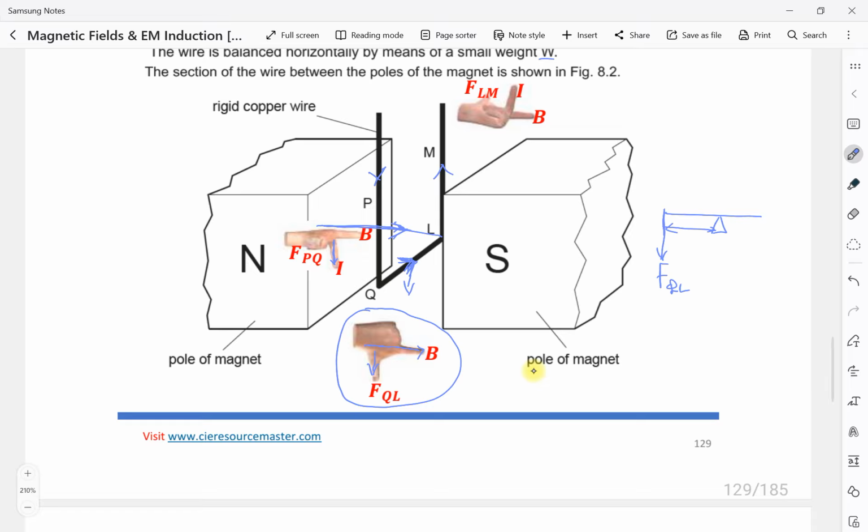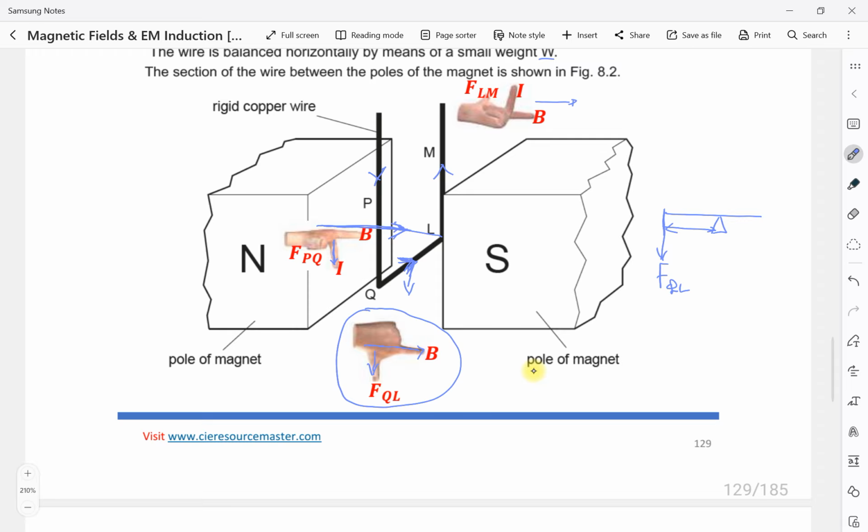And if you try the same with section LM, the field is towards the right hand side. If you make the current point upwards, that is if you are holding the paper in the vertical plane, the thumb is going to be pointing towards the paper. If your paper is on the table, make the first finger point to the right hand side and the second finger pointing towards the top of the page. The thumb is going to be forced to point into the page. That means the force is going to be into the page.